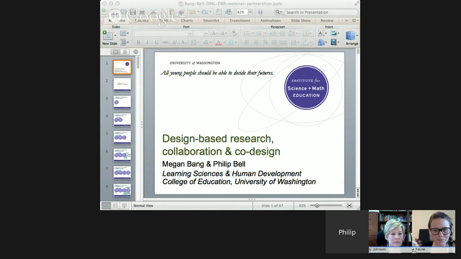So Carl Breiter and others have argued that DBR is the only method we have in the social sciences focused on cultivating and studying innovation as a thing. And I think that's one of its unique roles in learning sciences and education more generally.